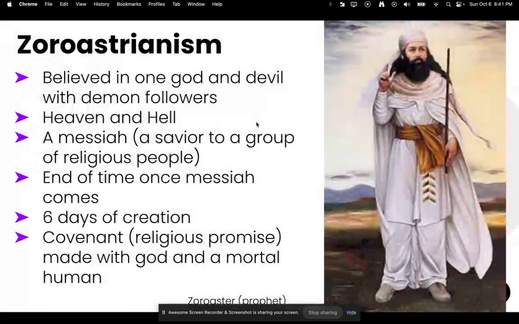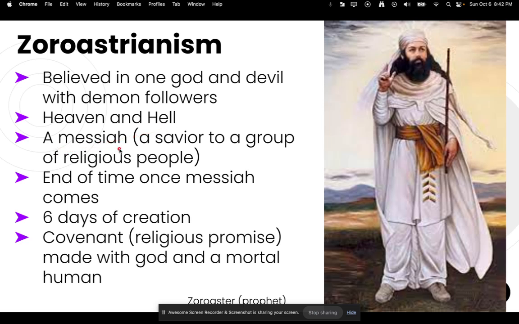Zoroastrianists, anyway, believed in one god and a devil with demon followers. They believe in a heaven and hell. They believe in a Messiah. A Messiah is a savior to a group of religious people. The end of time would come once the Messiah would come again. They also believe in 6 days of creation of the earth. There was also a covenant, which is a religious promise made with God and a mortal human. That mortal human is going to be their main prophet, Zoroaster, which is pictured right here. That's Zoroaster.